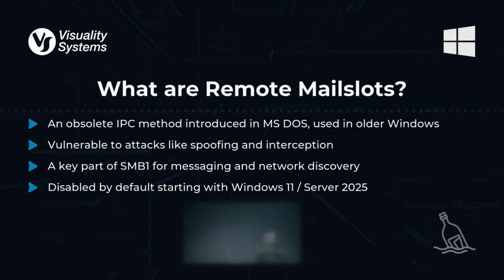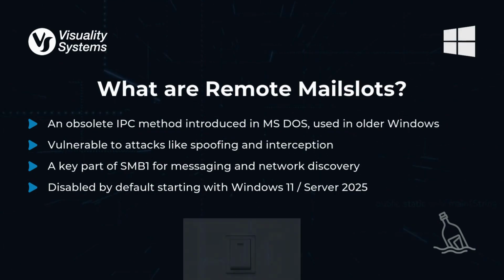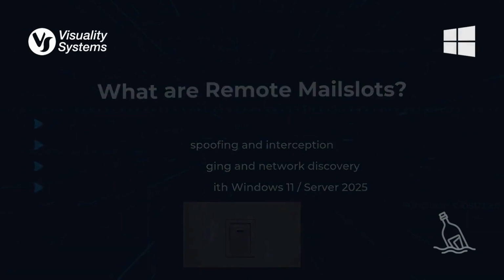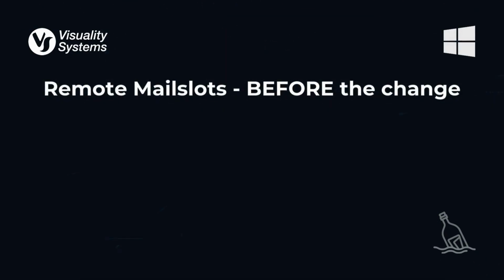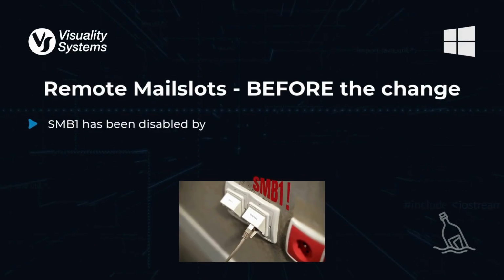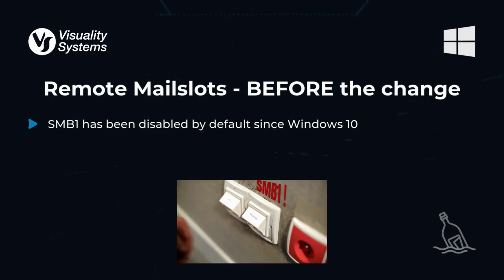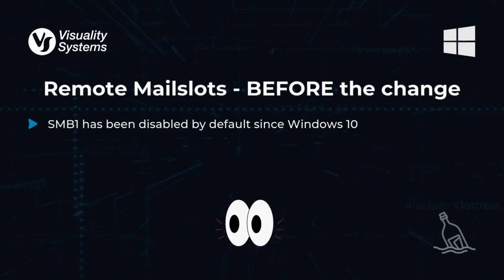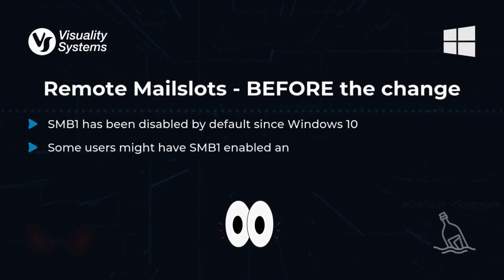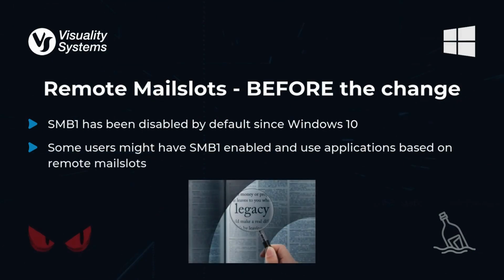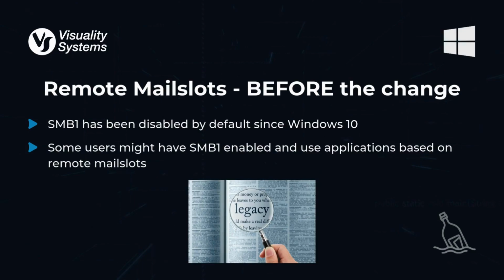Starting with Windows 11 and Server 2025, this vulnerable protocol is disabled by default to protect against attacks like spoofing and interception. As a significant security enhancement, Microsoft disabled SMB by default in Windows 10. This was a crucial step to protect systems from known vulnerabilities associated with this older protocol. However, it's important to note that some users may still have SMB enabled on their systems. This could be due to legacy applications or specific configurations.